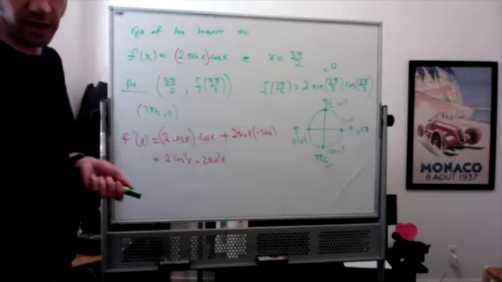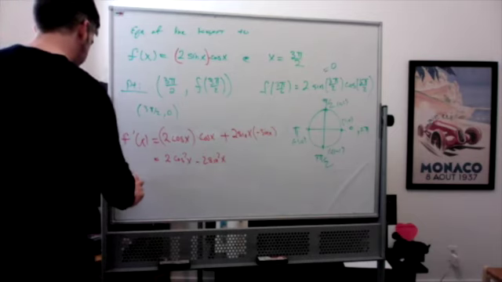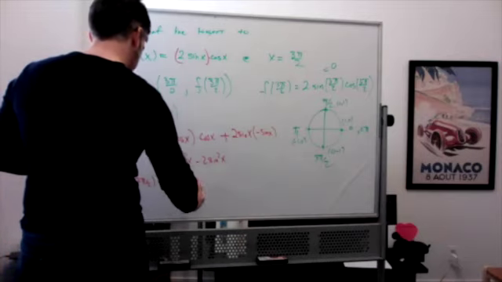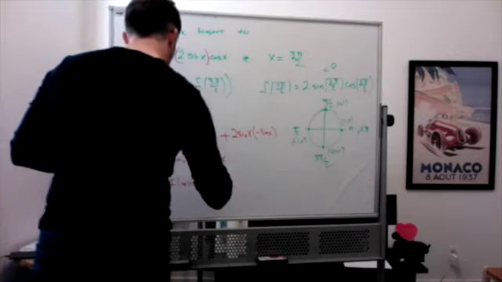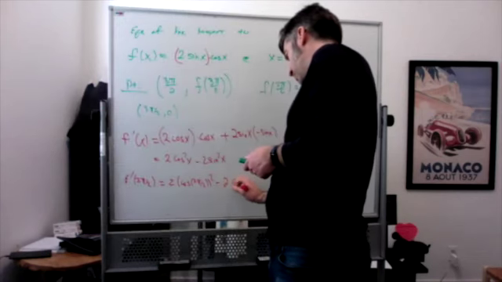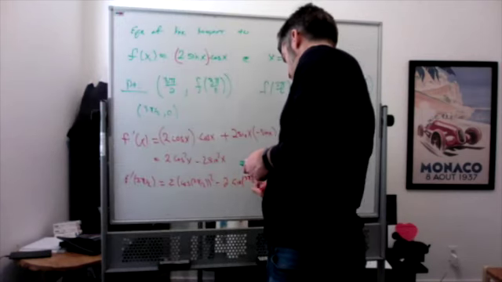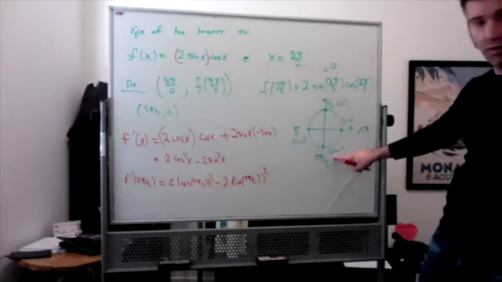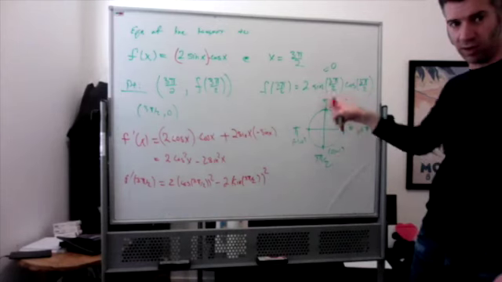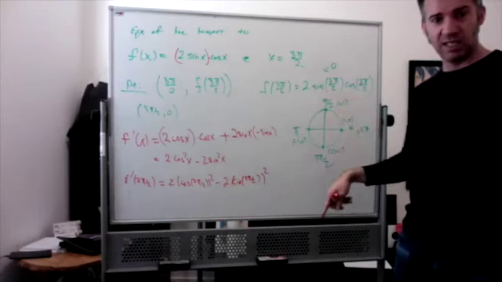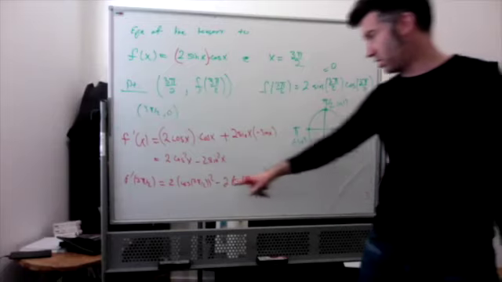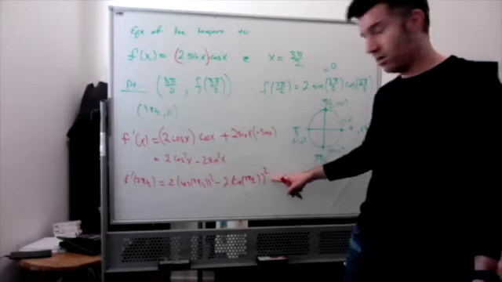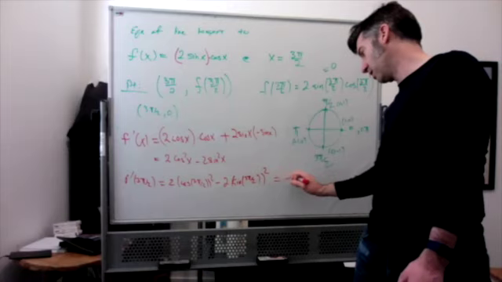And then we can plug in 3 pi over 2. So f prime of 3 pi over 2 is going to be 2 cosine of 3 pi over 2 squared minus 2 times sine of 3 pi over 2 squared. I often draw this little unit circle with the 4 corners so that I can easily see what sine and cosine are. Cosine of 3 pi over 2 is 0. Sine of 3 pi over 2 is negative 1. Negative 1 squared is 1. Negative 2 times 1 is negative 2. So you end up getting negative 2.